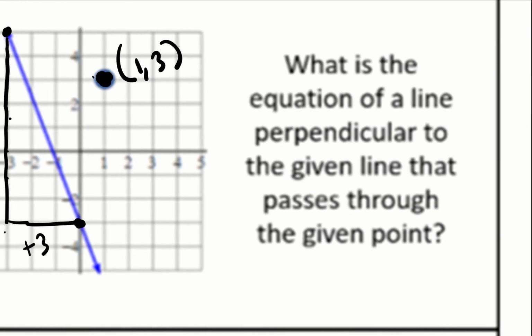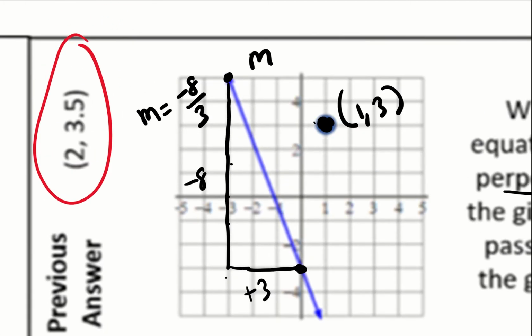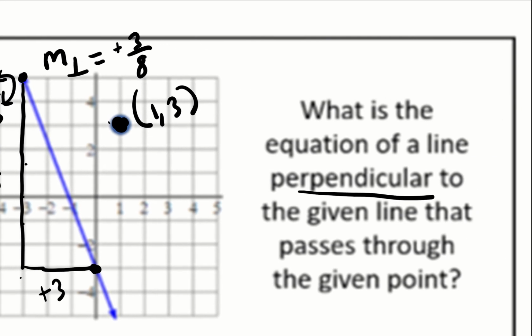And according to this problem, we want perpendicular. So let's go ahead and change this to the perpendicular slope. We're going to flip this fraction, again, the reciprocal, and then change the sign from a negative to a positive. So this is a positive 3/8. Now we got x and y because we got a coordinate and we got a slope. So we should be able to plug that in.